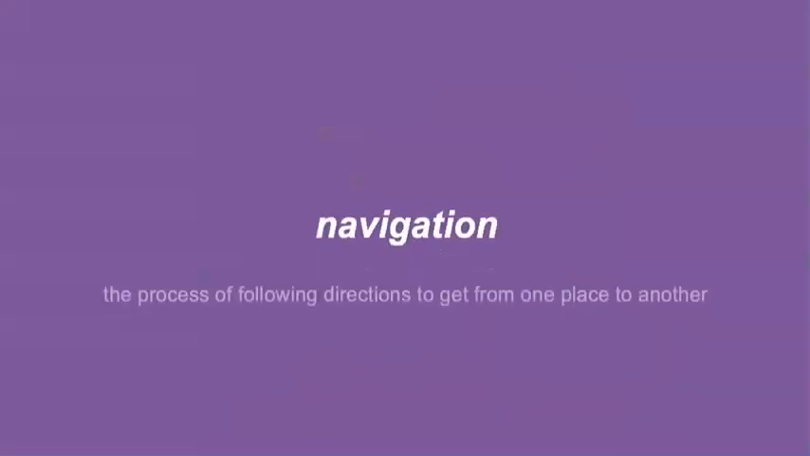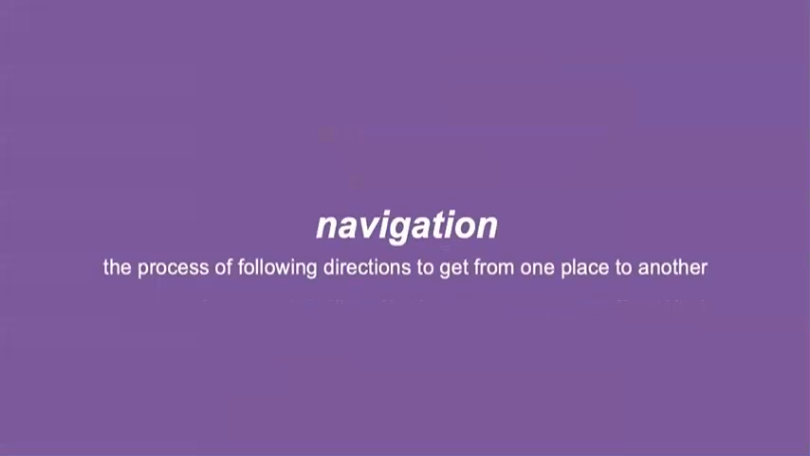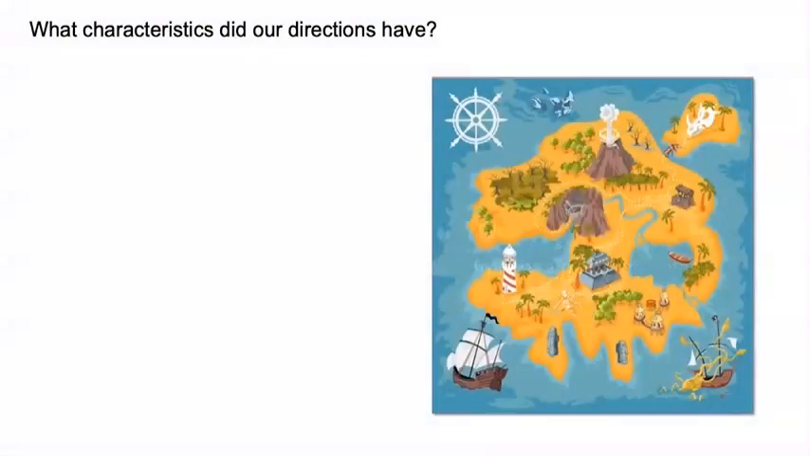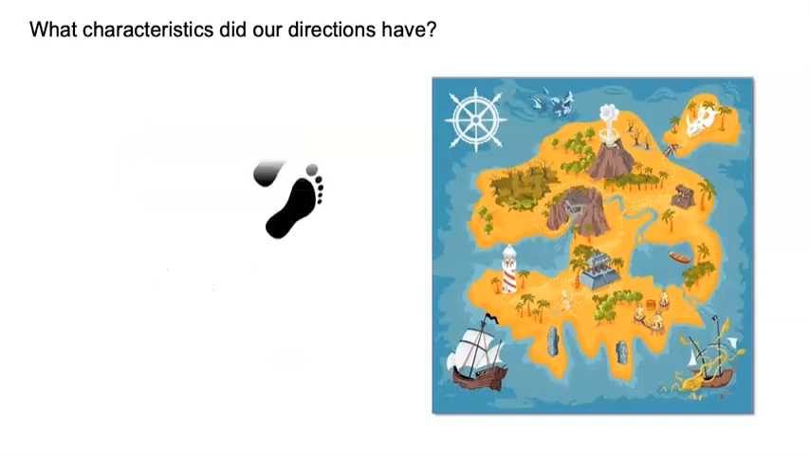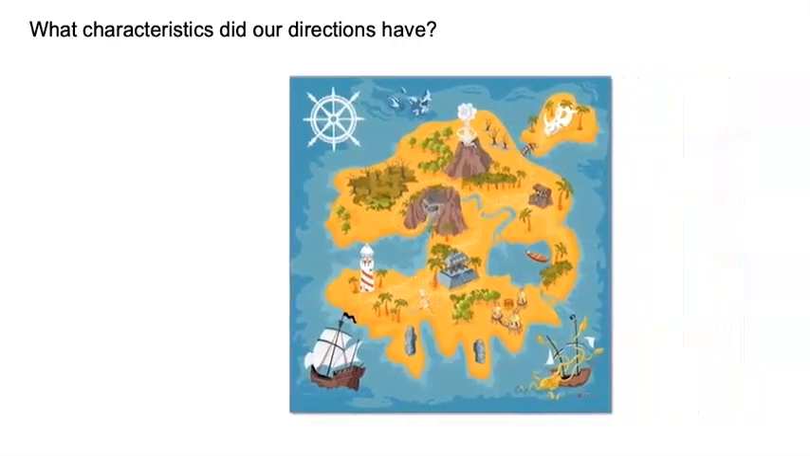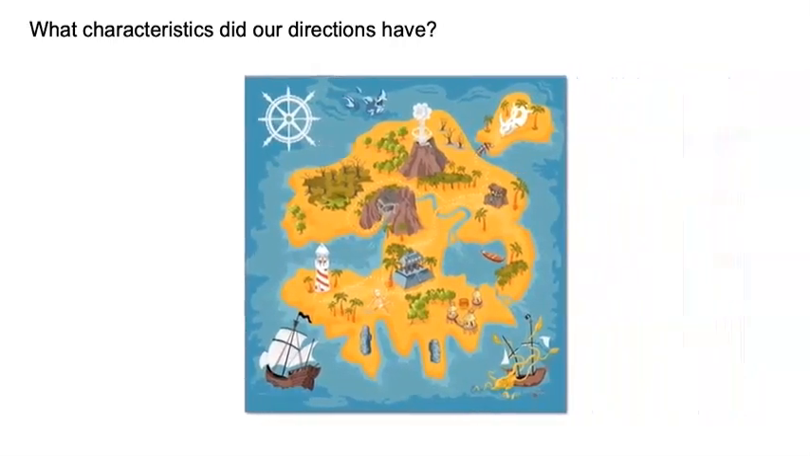Navigation is the process of following directions to get from one place to another. Maybe you've used a GPS to help you with navigation. What characteristics did our directions have? We use direction terms such as left and right. We use distances too, right? We told our friend how many steps to take. We also use features on the island in our directions. We can use features on the island as landmarks to guide our directions.